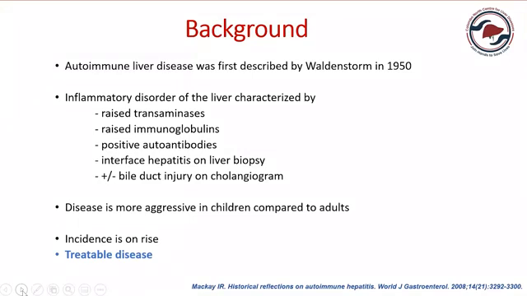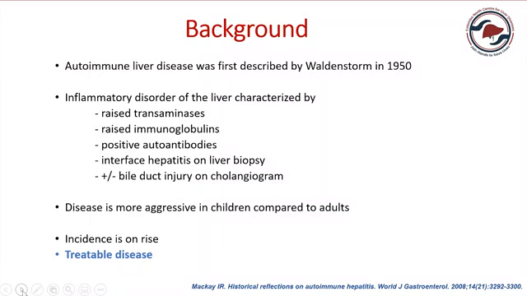So, in background, autoimmune liver disease was first described by Wolstenholme in the 1950s. Actually, he described this disease in association with SLE, systemic lupus erythematosus, and he linked the disease name to lupus hepatitis. Since then, it went through an evolution, and now we have autoimmune liver disease with several types, which we are talking about today.